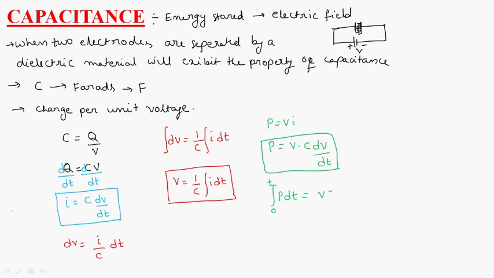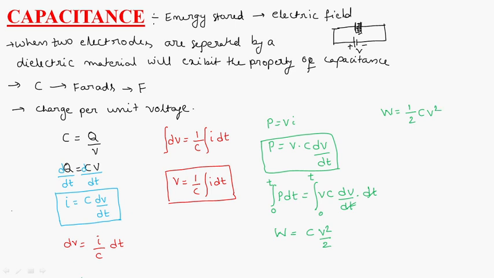So integrating V C dV by dt into dt from 0 to t, what will we get? We will get the amount of work done. W is equal to, dt and dt will get cancelled, C into V square by 2. Now we can write this as W is equal to half C V square.